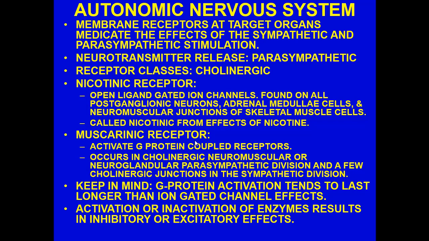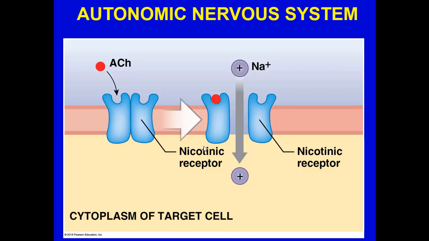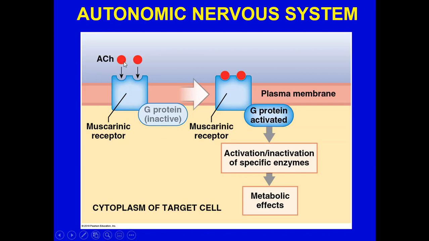Now, one other thing to keep in mind. If you have a G protein cascading event going on inside the cell, you're going to have activation and inactivation of certain enzymes inside that cell that may act in an inhibitory or excitatory effect. Here's the cytoplasm of a target cell. Here's our nicotine receptor. You see the choline binds to it, opens up a sodium ion gate. Fine. Here is acetylcholine attached to a muscarinic receptor, activating the G protein. And suddenly now you've got activation and inactivation of all sorts of enzymes. It has a cascading effect inside the cell, which will alter metabolic effects on the cell.